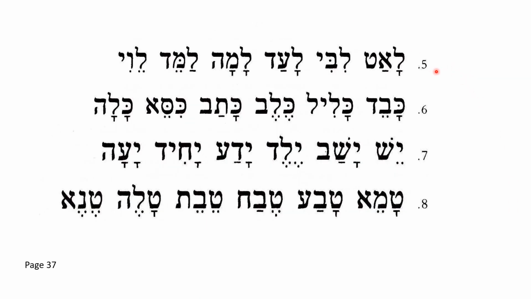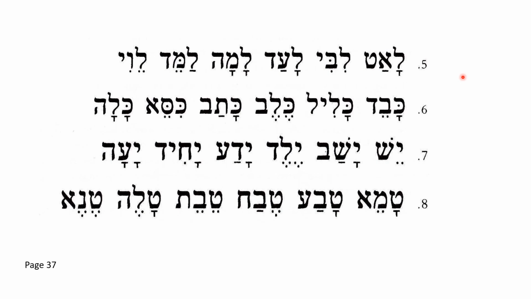Go ahead and continue with lines 5 through 8. Read it as best you can. Take your time, syllable at a time. Don't worry about trying to put a whole word together. If you can, wonderful, but that's not the goal. The goal is just to recognize the letter, the consonant, and the vowels. One syllable at a time is the best way to do it. So go ahead now and stop the video.